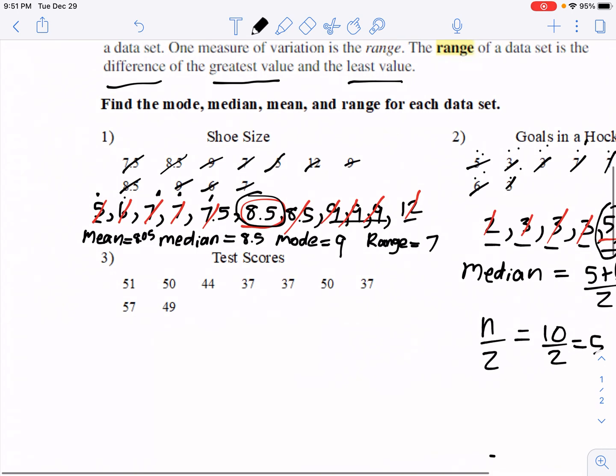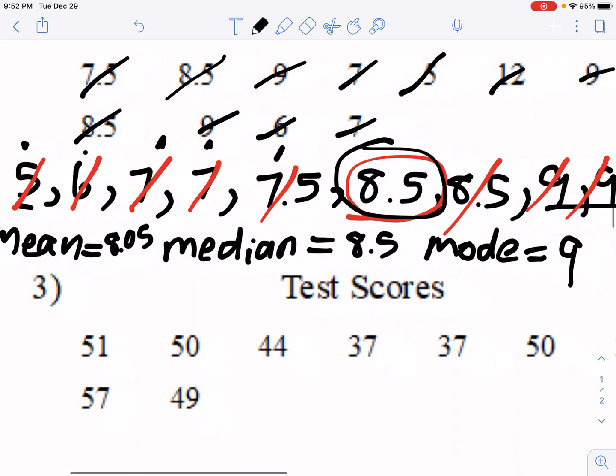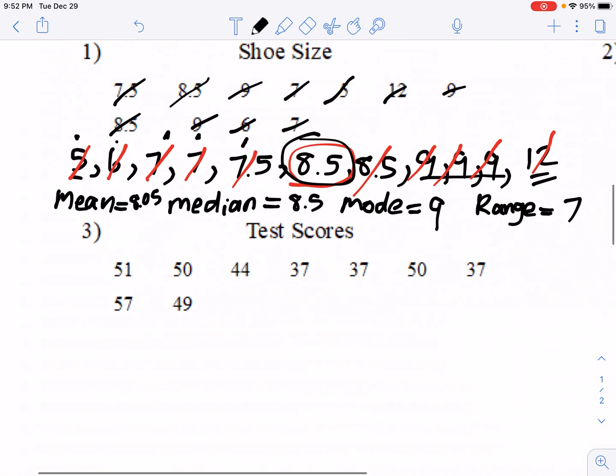So just to recap, the mean: add all the numbers and divide by the number there are. Median is the middle number. If it's odd, there's one number. If it's an even number set, add the two middle numbers and divide by 2. Mode is the number that occurs most frequently, and range is the largest number minus the smallest number.